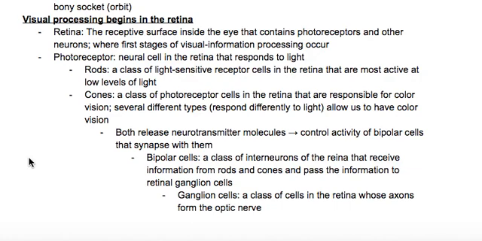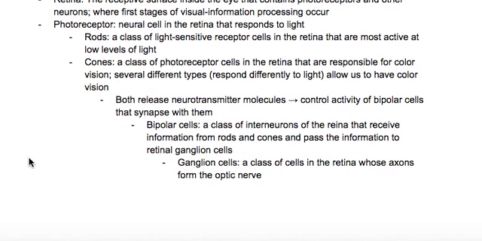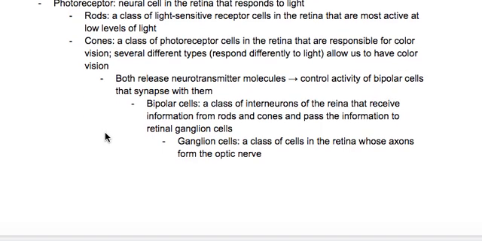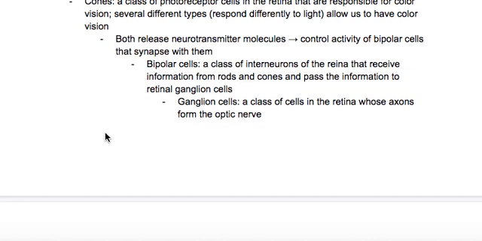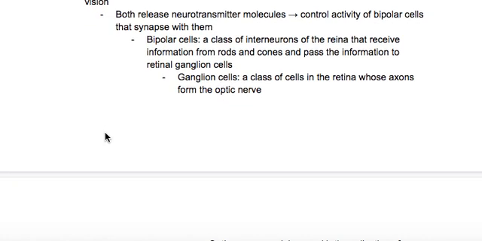The next section is visual processing, which begins in the retina. The retina is where the first stages of visual information processing occur, and it contains photoreceptors and neurons. A photoreceptor is a neural cell within the retina that responds to light. These can be either rods or cones, with rods working best at low levels of light, and cones providing us with color vision. Both release neurotransmitter molecules to control activity of bipolar cells that synapse with them.